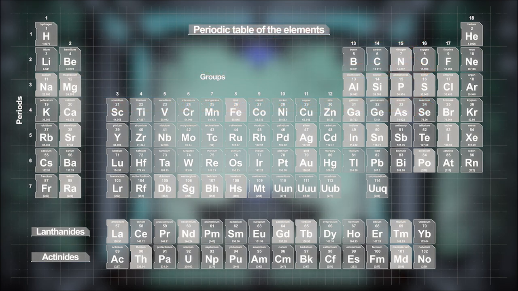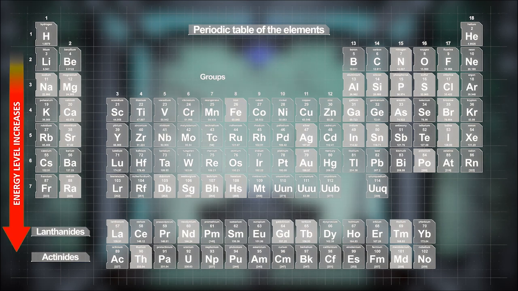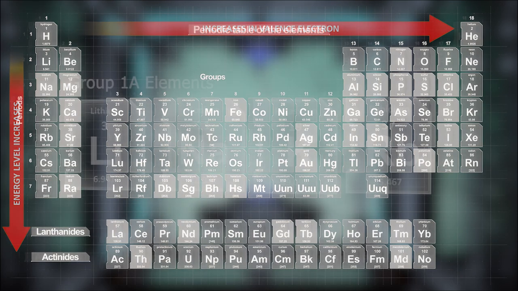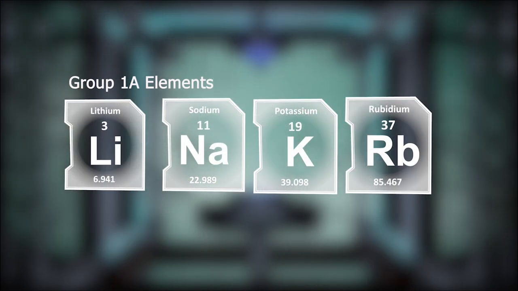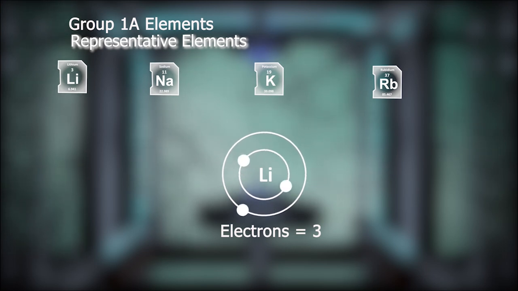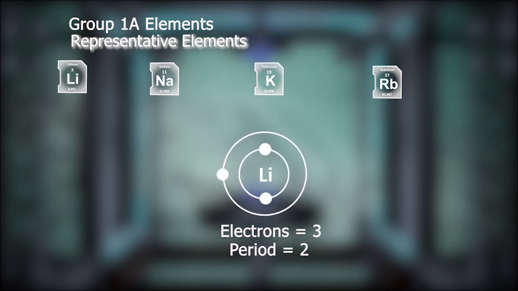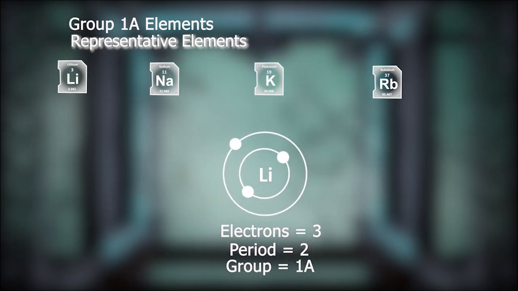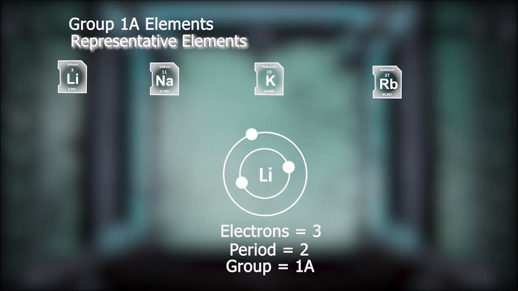Based on your previous lesson, you have learned that when you go from top to bottom, the energy levels increase, and if you go from left to right, the number of valence electrons increase as well. Electrons determine the atom's characteristics and properties, especially the valence electrons, since they are the ones that bring each unique atomic attitude. We will focus mainly on elements under group 1A, or what we commonly know as the representative elements.